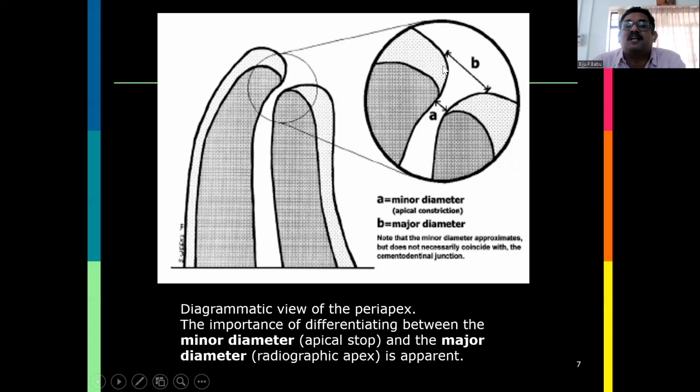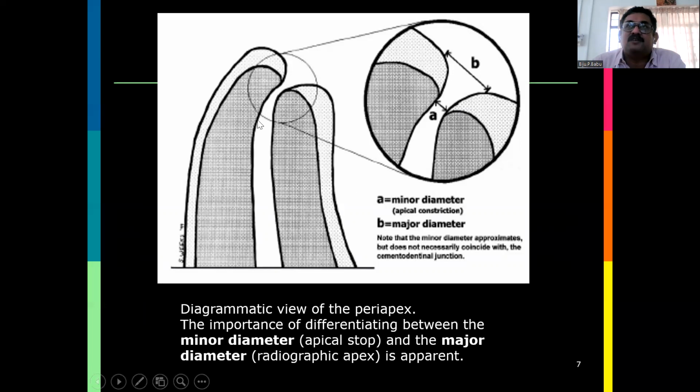It has a funnel-like appearance, and it flares out, and the outermost diameter is larger than the minor diameter. So the outer diameter is the major apical foramen, and the minor, that is point B, and point A is the minor apical diameter.